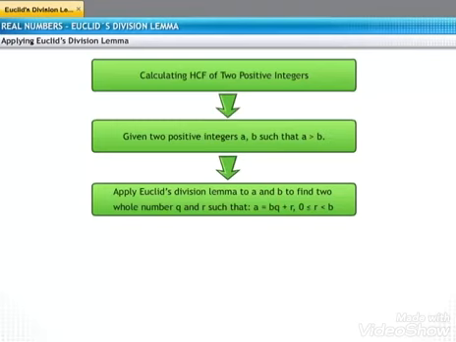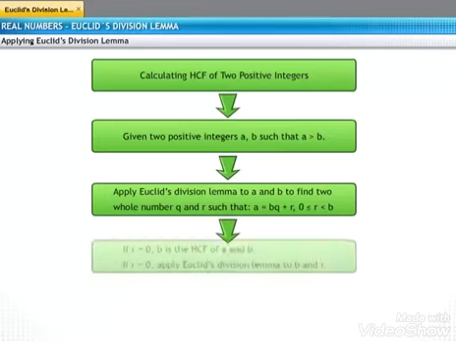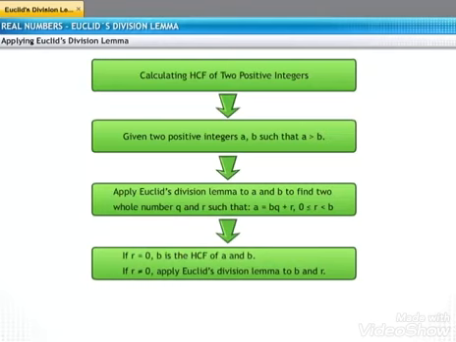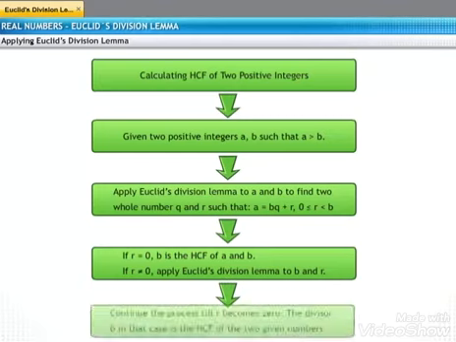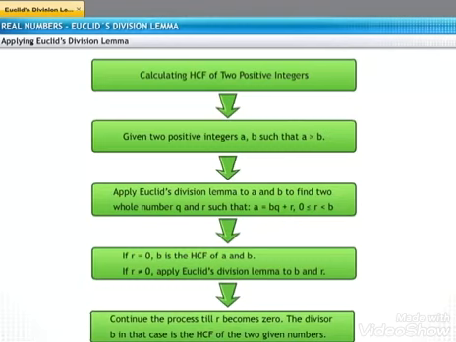Check the value of r. If r is equal to 0, then b is the HCF of the given numbers. If r is not equal to 0, apply Euclid's division lemma to the new divisor b and the remainder r. Continue this process till the remainder r becomes 0. The value of the divisor b in that case is the HCF of the two given numbers.